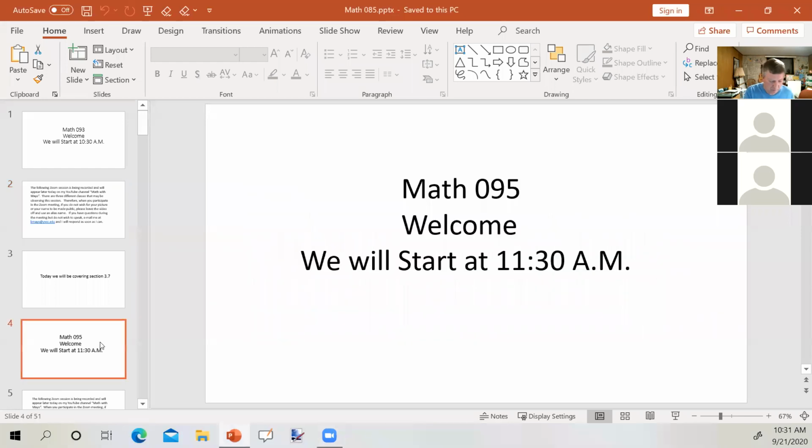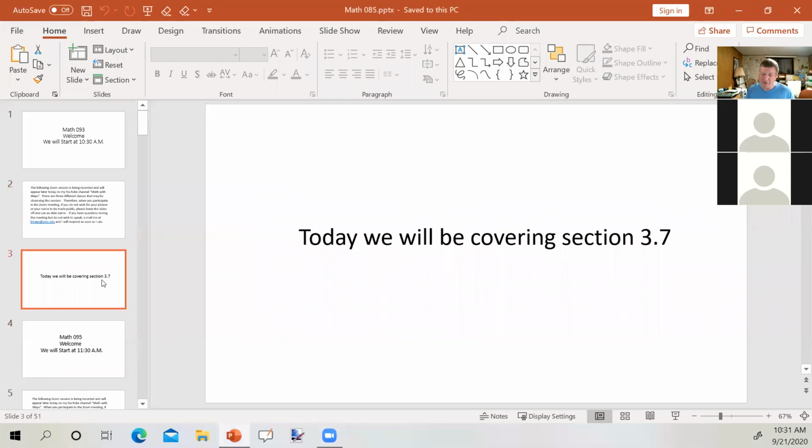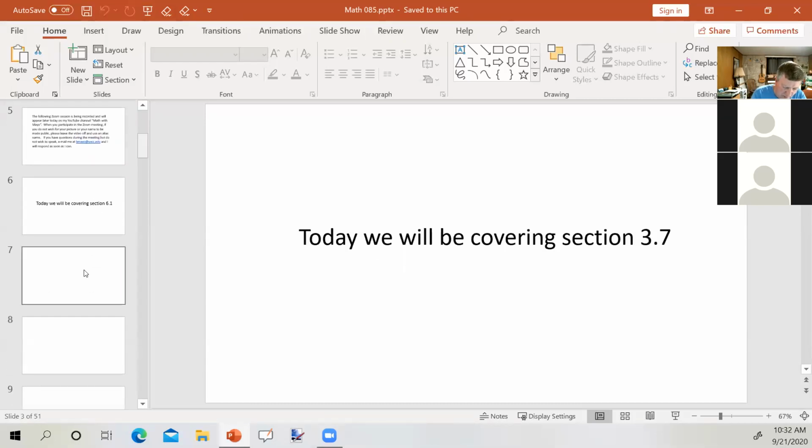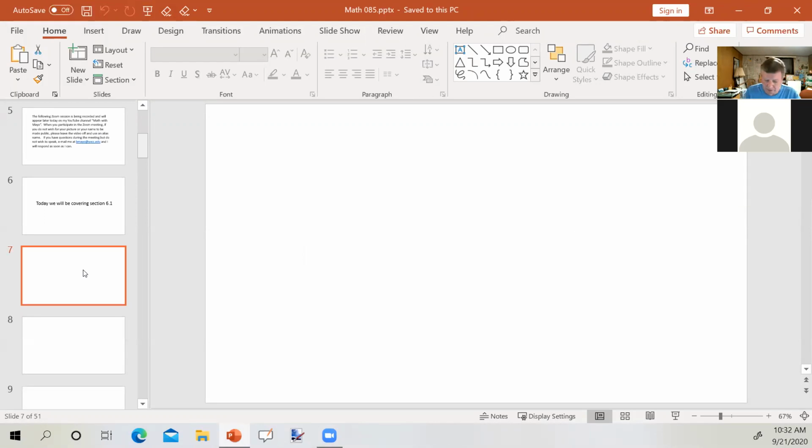Today we're going to be covering section 3.7, which has to do with graphing linear inequalities. I'm going to start by reviewing basic things we do with equations and then inequalities.